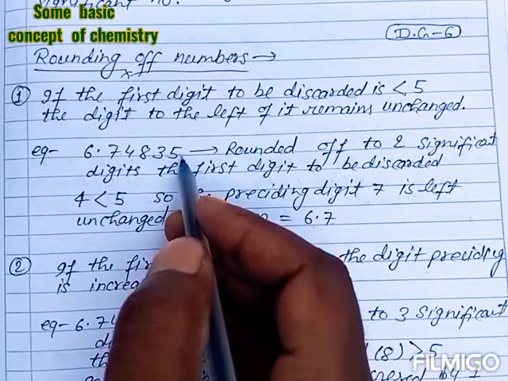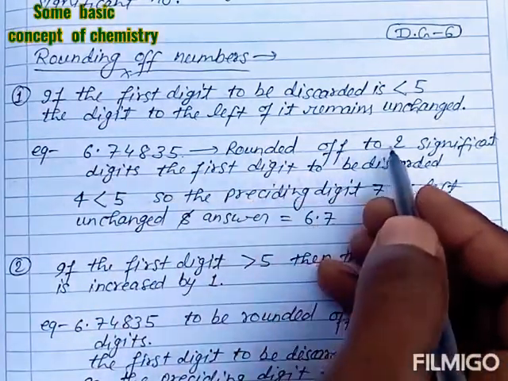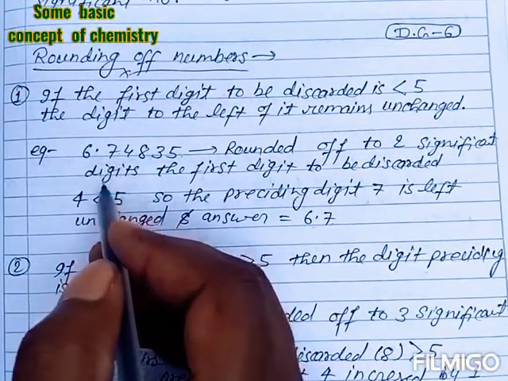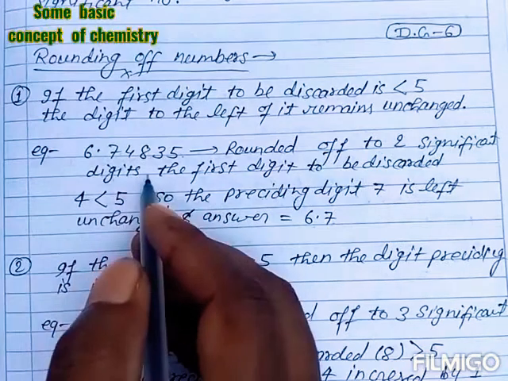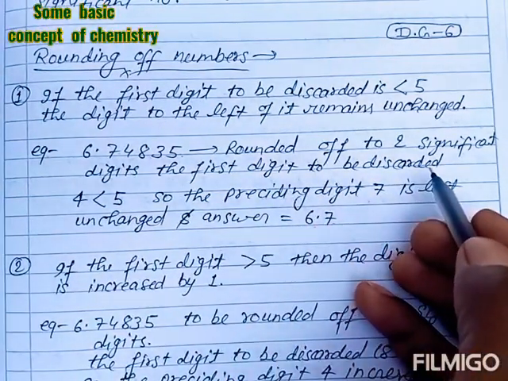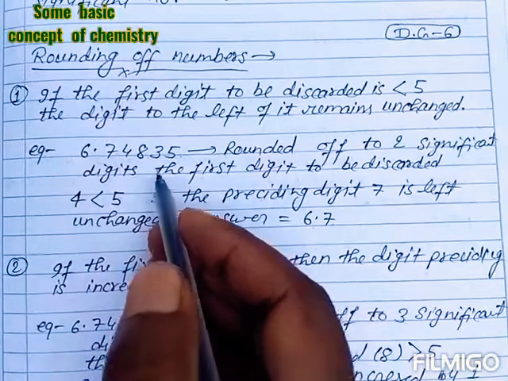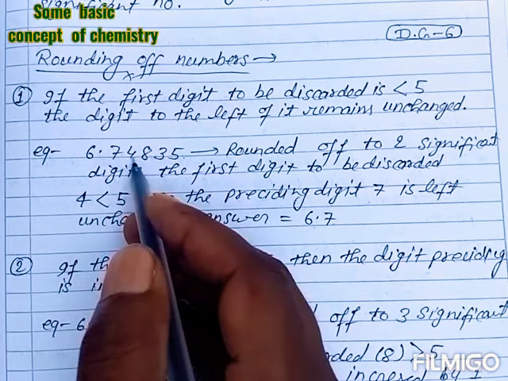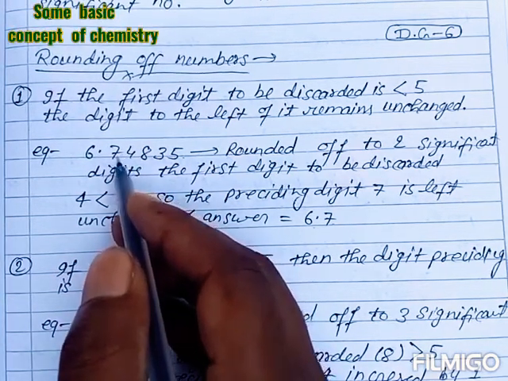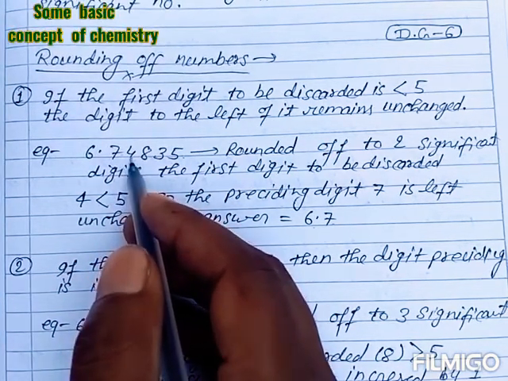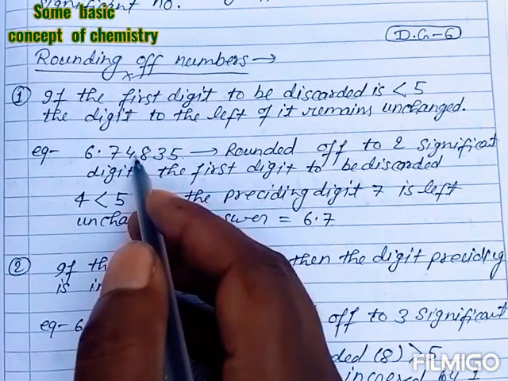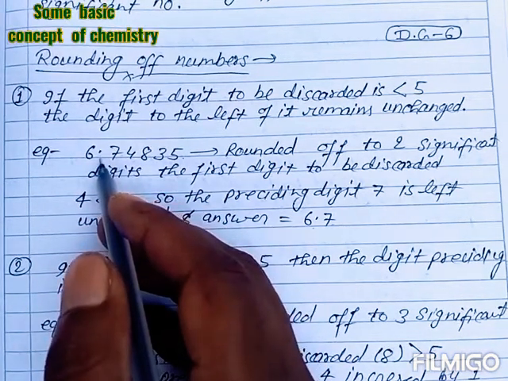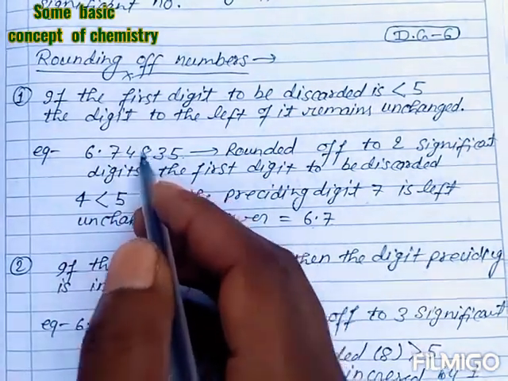6.74835. If we round off to two significant figures, we are talking about only two significant digits. The first digit to be discarded. So if we are talking about the two numbers, that is 6 and 7, the next digit is 4, which is less than 5.